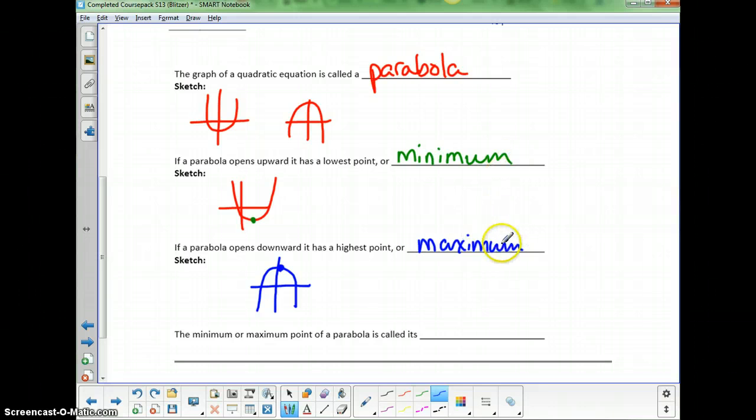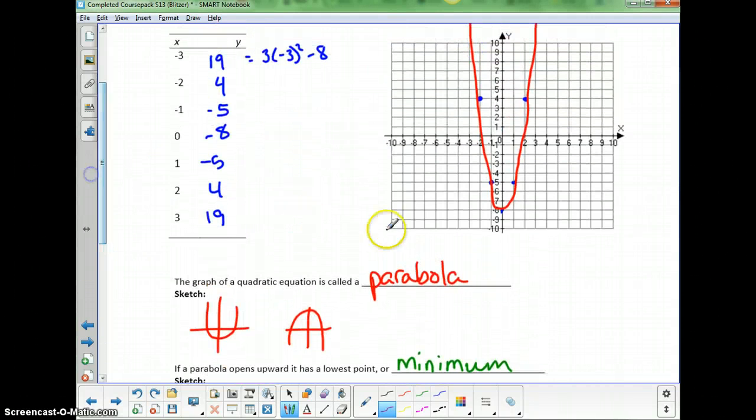Regardless of whether it's a minimum or a maximum, that highest or lowest point on the parabola is called the vertex. Okay, so in general, if you want to talk about the turnaround place of the parabola without classifying it as a max or a minimum, you could use the word vertex. Okay, let's go back up to this parabola right here. The vertex, the turnaround place, the vertex of this parabola was the ordered pair 0, negative 8.